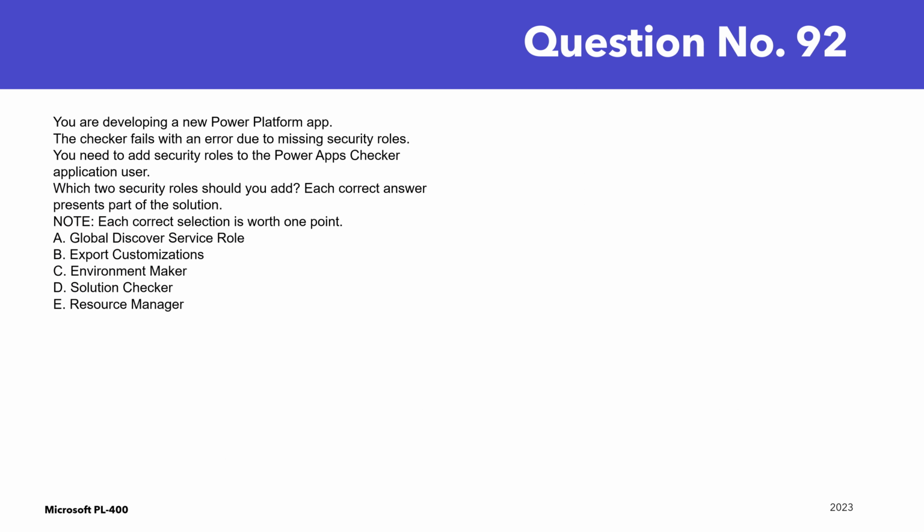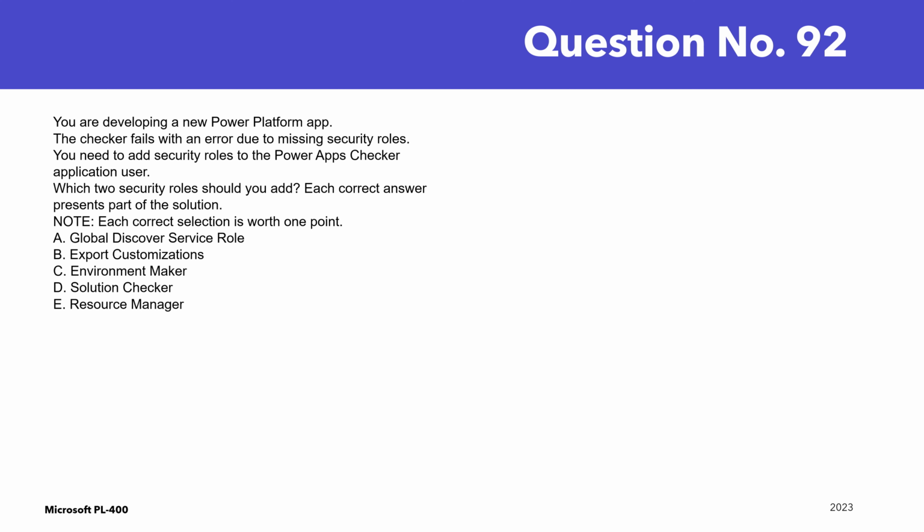You are developing a new Power Platform app. The checker fails with an error due to missing security roles. You need to add security roles to the PowerApps checker application user. Which two security roles should you add? Each correct answer presents part of the solution. Note, each correct selection is worth 1 point.